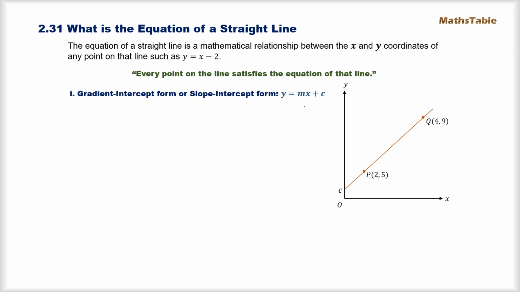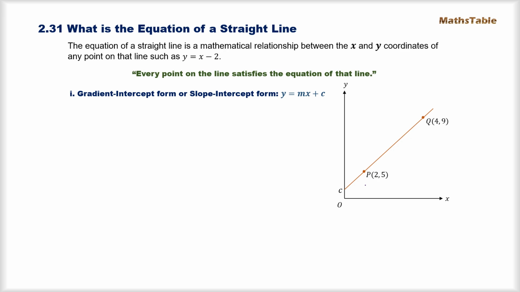Here, m and c are two constants which we need to know before we specify the equation. M, as we have discussed in our previous lesson 2.1, is the gradient of the straight line, whereas c, as we have discussed here, is the y-intercept of the line. If we know these two things, the equation is completely specified.